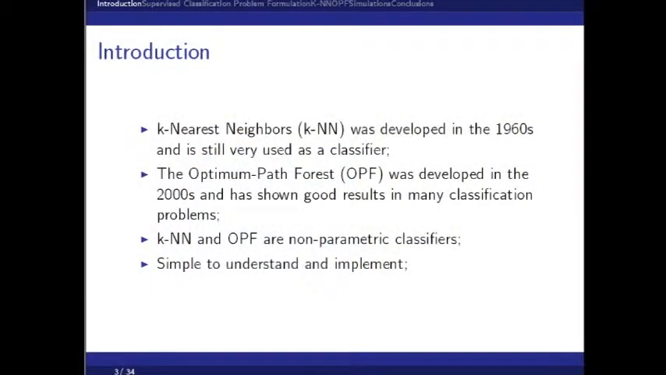K Nearest Neighbors was developed in the 60s and is still widely used as a classifier in many classification problems. And the Optimum Path Forest, OPF, was developed in the 2000s and has shown good results in many classification problems. KNN and OPF are non-parametric classifiers, simple to understand and implement.